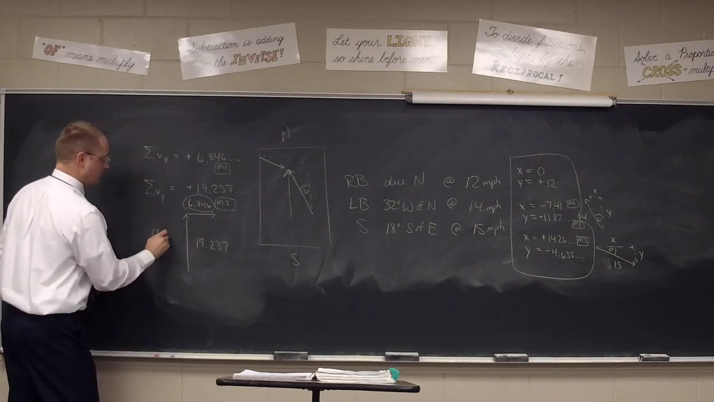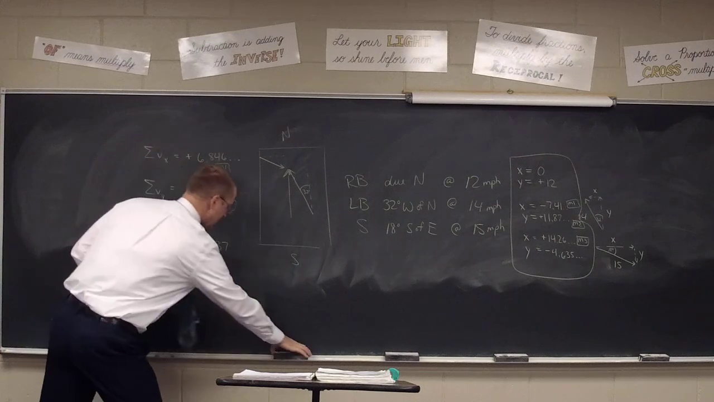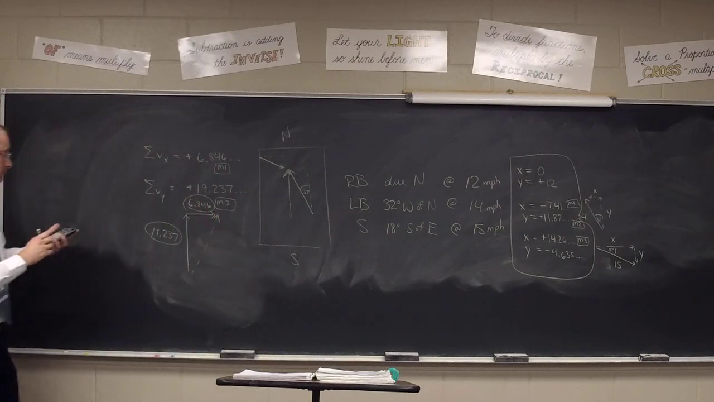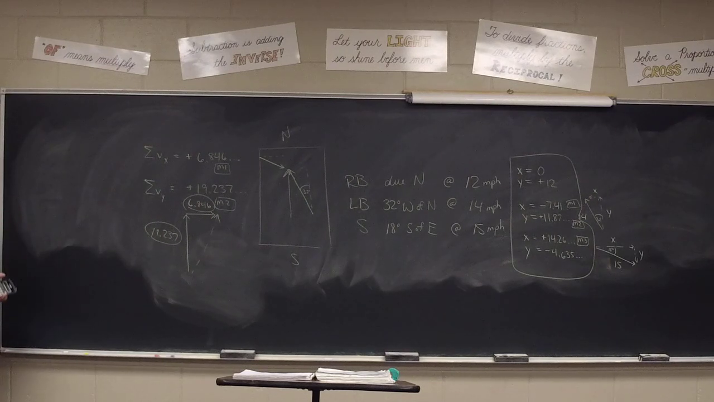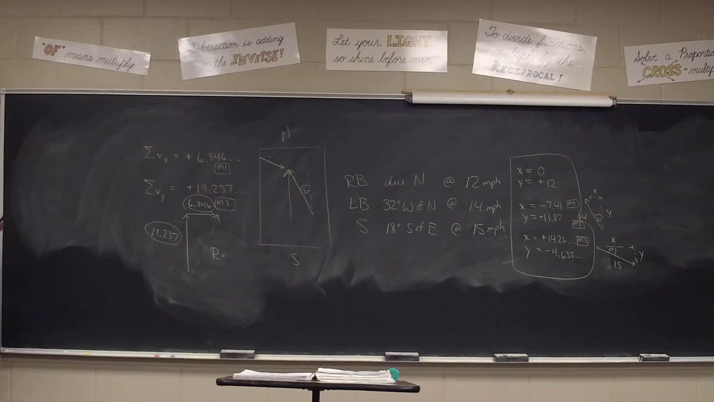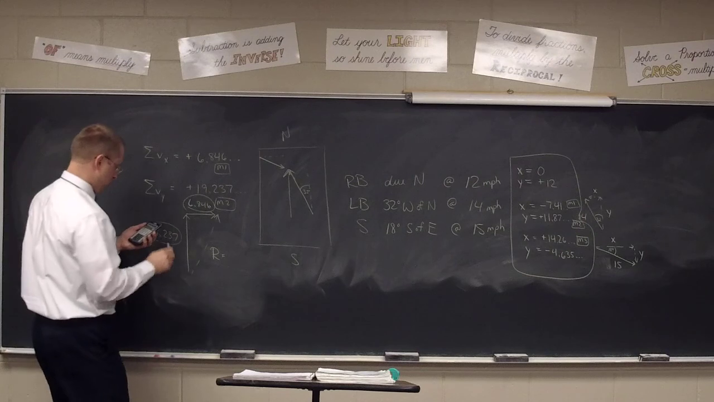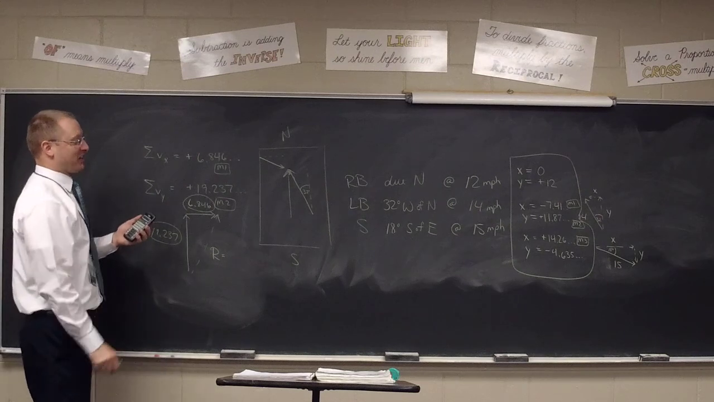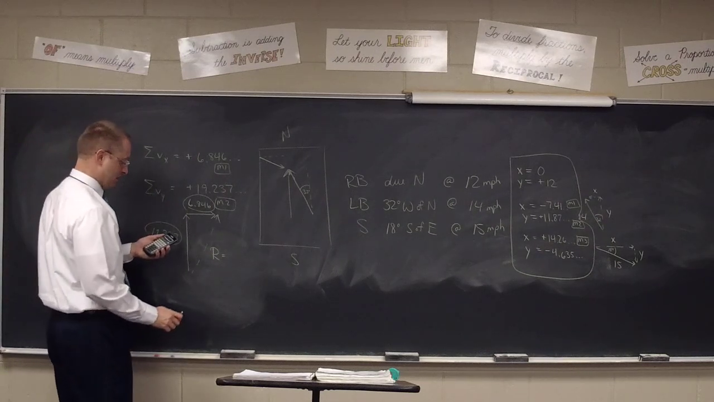And I should probably write the 19.237 off to this side so I can draw the resultant. How do I find the magnitude of the resultant, class? Pythagorean theorem. Let's try that again. Recall 1 squared plus recall 2 squared, equals, square root. There we go. How fast does the running back go for just a brief moment, class?